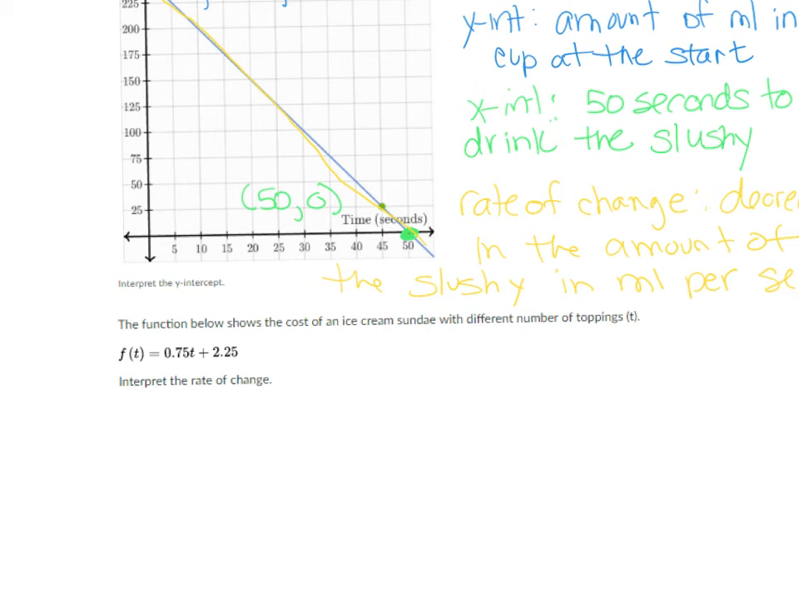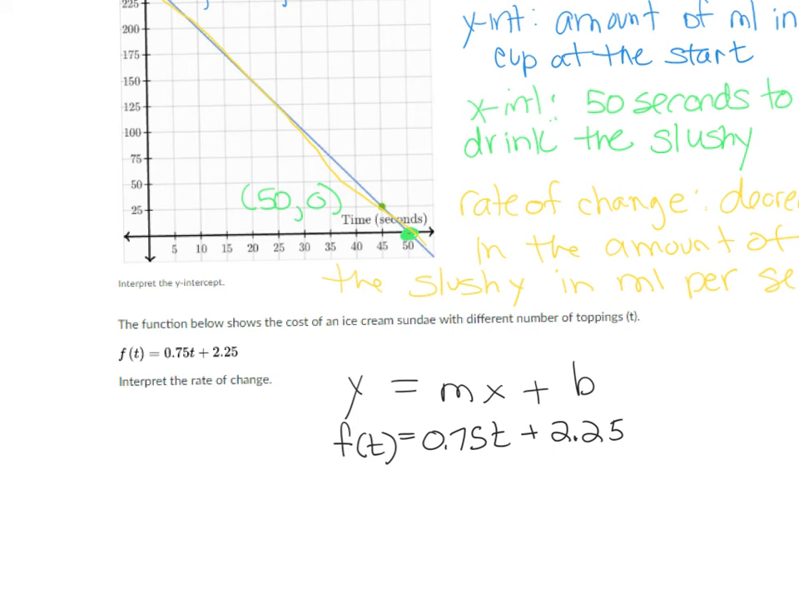Okay, so I'm going to rewrite this so it's a little bit larger and I have some space down here. So f(t) = 0.75t + 2.25. We're going to do the same things, except we don't have a graph, so we have to use a little bit of interpretation. If you think back to what we know about function notation, this is really just slope-intercept form. It's just written a little bit differently.